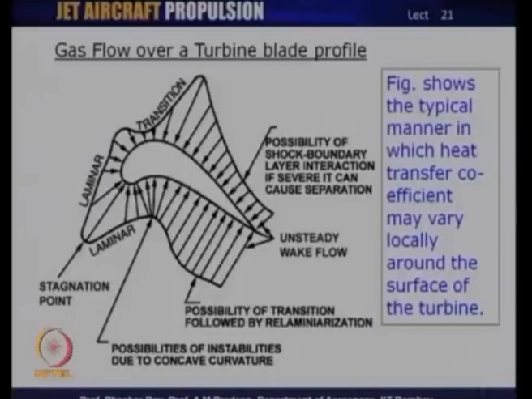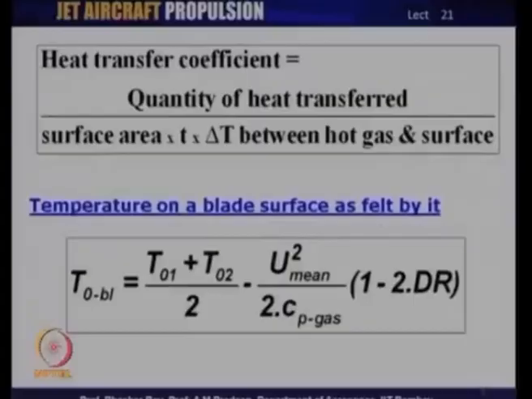Let us see how this differential cooling can be provided, but before that, we will have a definition of the heat transfer coefficient. The typical definition of the heat transfer coefficient is that the quantity of heat transferred from the gas to the blade, let us say, is divided by the surface area, the time that is available, small t, and the temperature differential between the hot gas and the surface.